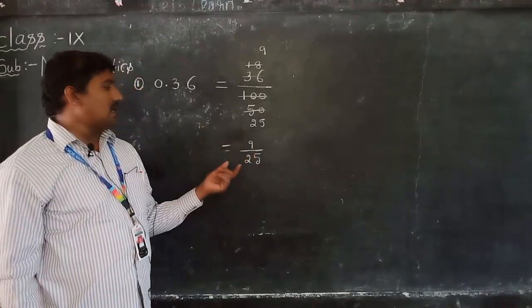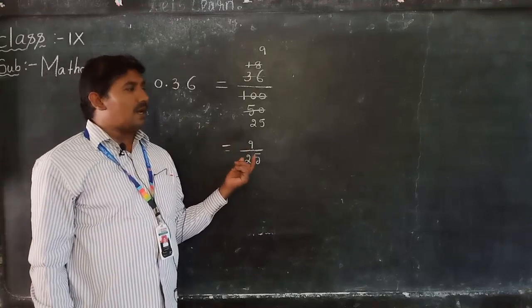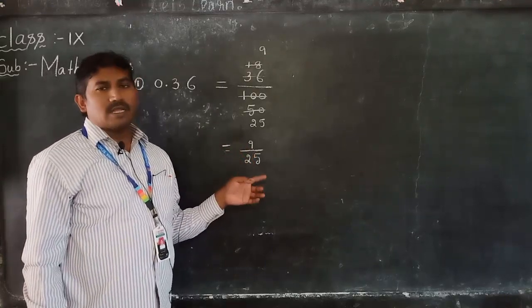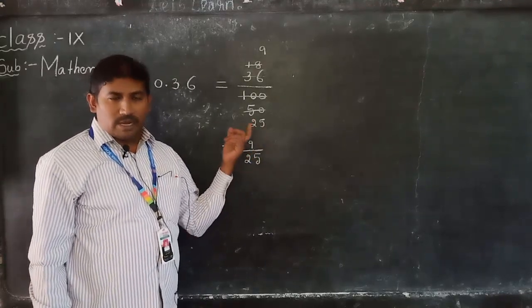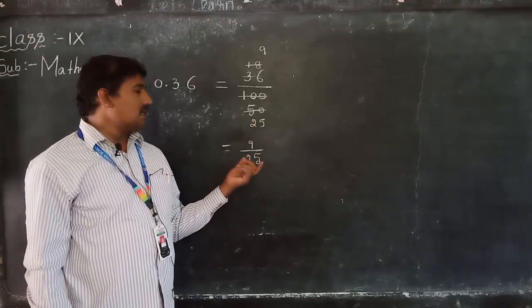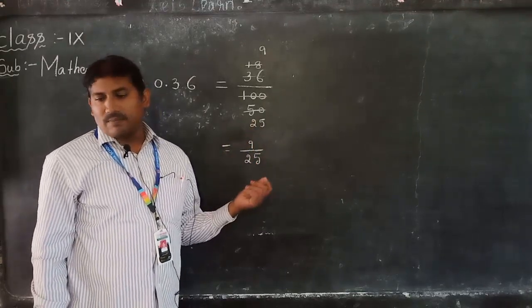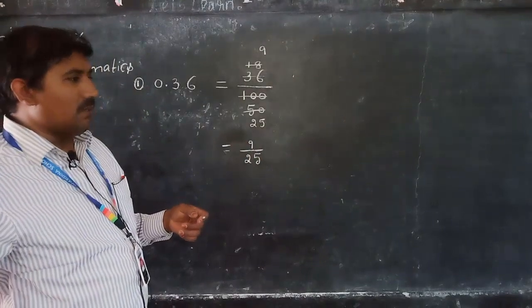In any fraction or rational number, when cancellation is not possible, that is the simplest form, otherwise the standard form. We will take one more example here.